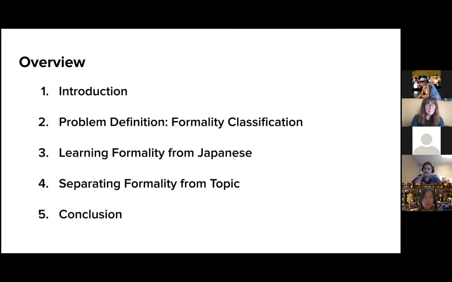The overview: I'll start off by introducing the problem we're trying to solve, and then I'll go into what we've done with Japanese-English Parallel Corpora, go into separating formality from topic, which I'll get into, of course, and then I will conclude and talk about future work.